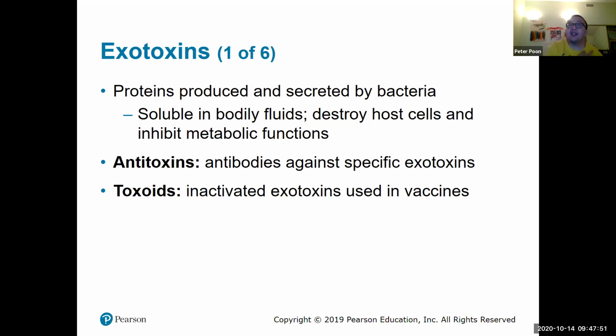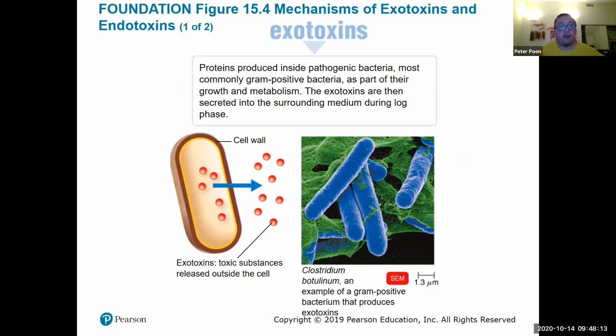The defense against toxins is an antitoxin, an antibody designed against a specific toxin. A toxoid is an inactivated toxin. Here you go, this is botulinum toxin. It's made inside a bacterium and secreted with the purpose of trying to kill you.